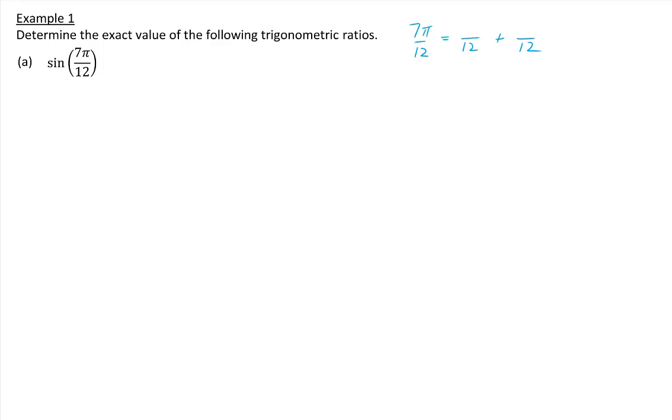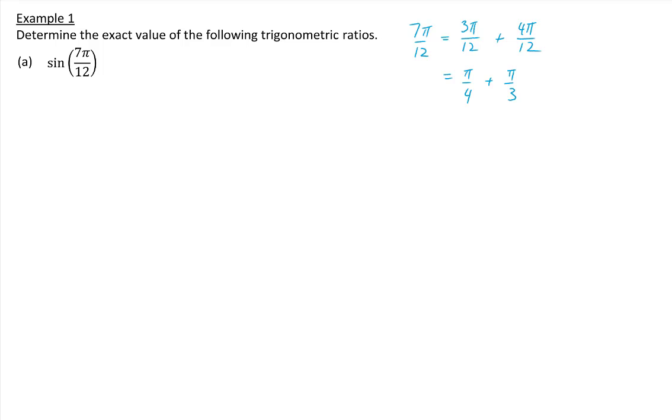And again, it's just guess and check. So I could try 5 pi over 12 and 2 pi over 12. Well, 2 pi over 12 gives me pi over 6, but 5 pi over 12 still leaves me with a denominator of 12. So let's try a different set of numbers. What about 3 pi and 4 pi? Well, those reduce to pi over 4 plus pi over 3. And these are two angles that we can work with.